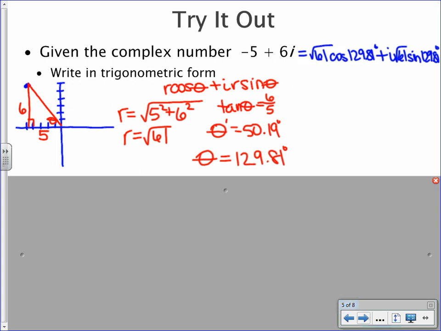Well, it's not a vector. But how we found each piece up there is exactly the same as how we found each piece in the vector. So the math is not different, but what it represents is different.